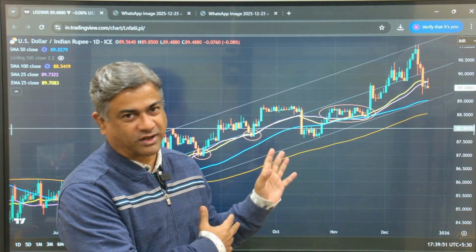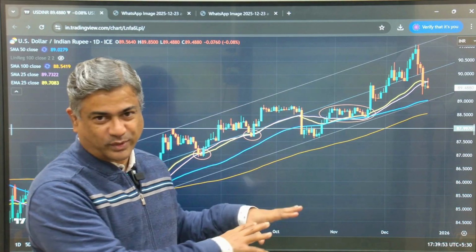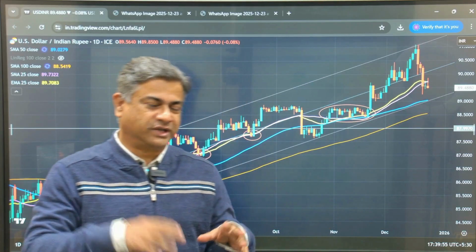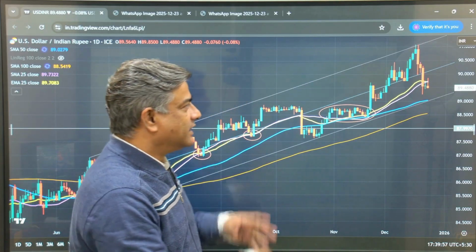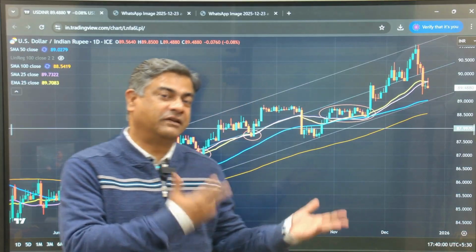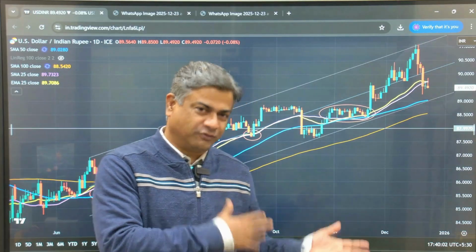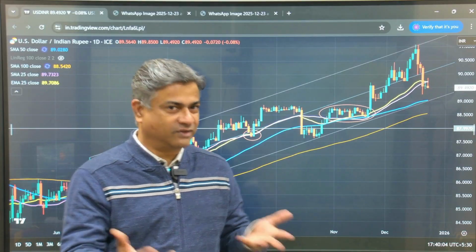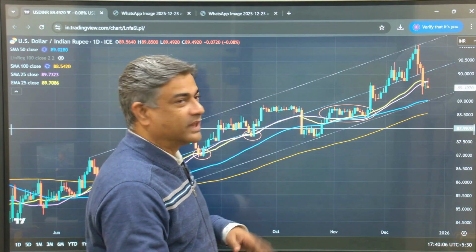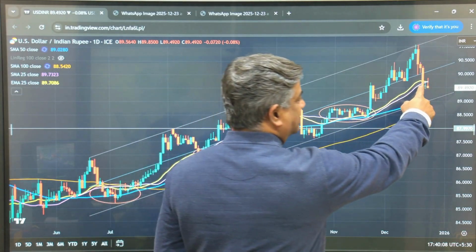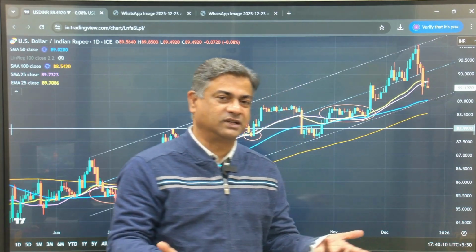Let me start with the dollar INR spot chart. This is a 24-hour chart, so it is offshore plus onshore. We experienced that heavy RBI intervention on Friday, and we saw the rupee gaining. We have already covered that in our previous video. And then we have seen a slight sideways movement for the last 2 days.